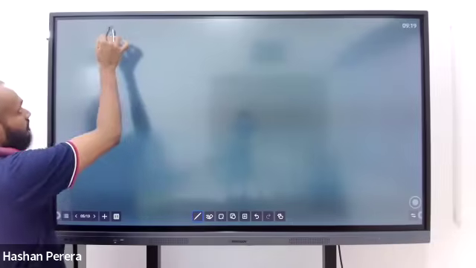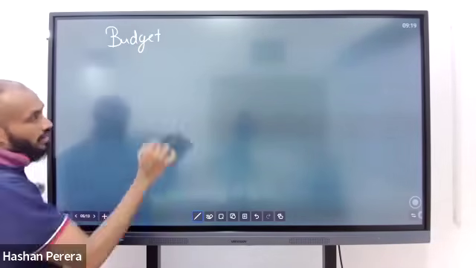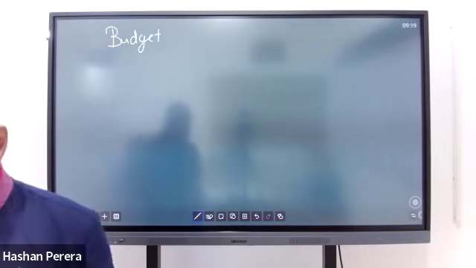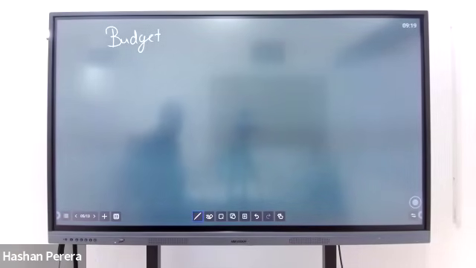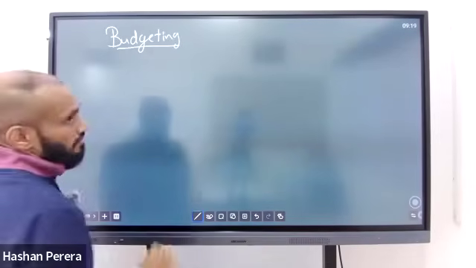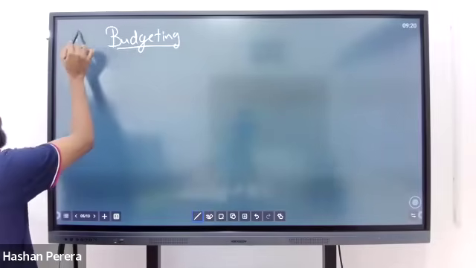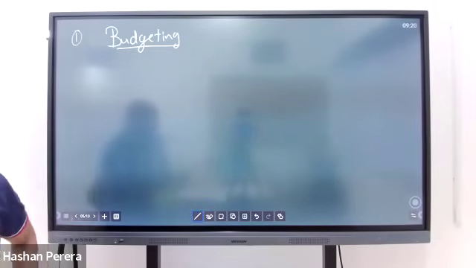Budgeting. You can put number 1 here. Number 1 and say budgeting.